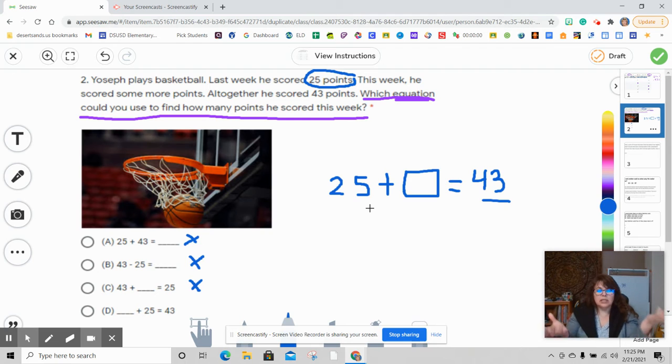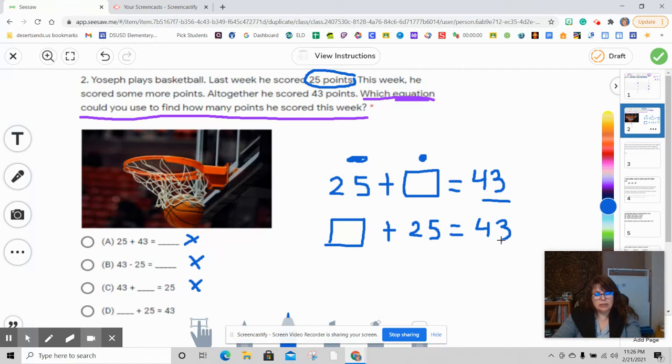Well, remember, guys, the order of the addends does not affect the sum. So these two right here are the addends. So could I change them and have a blank plus 25 equals, or altogether is 43? Because remember, in a fact family, we can change those numbers and it's part of the fact family. As long as the addends are here, we can change the order. So now I know that D is my best choice.